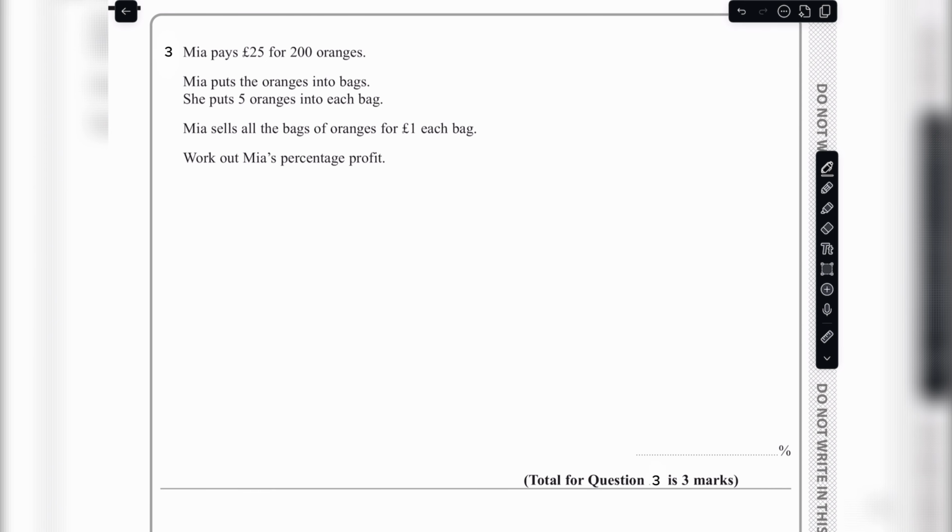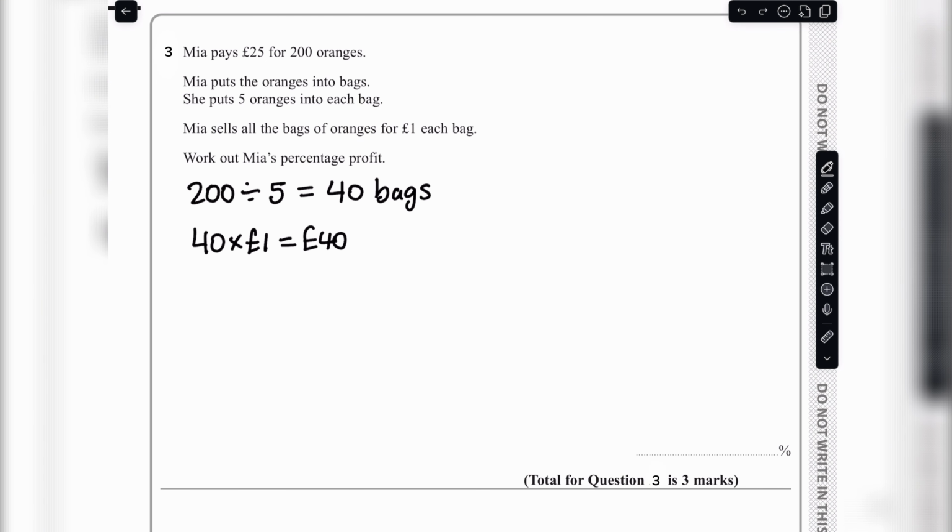So given that Mia puts 5 oranges into each bag, we need to divide the total number of oranges, which is 200, by the number of oranges she puts into each bag, and that gives us the number of bags. So in this case, that will be 40 bags. And then we need to multiply this value by £1 because that's how much Mia sells each bag of oranges for. So 40 multiplied by £1 equals £40.